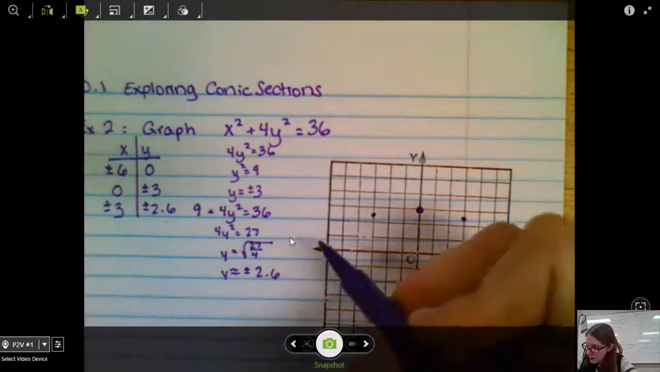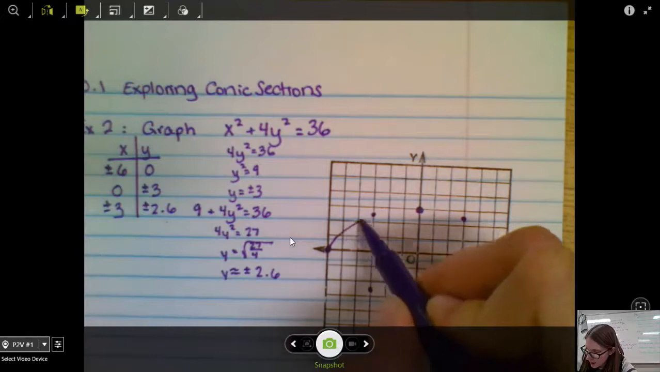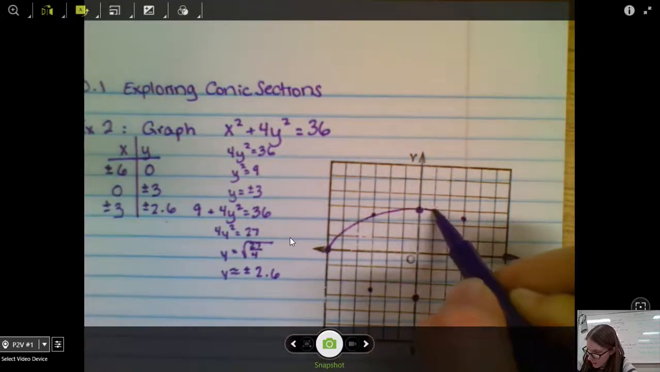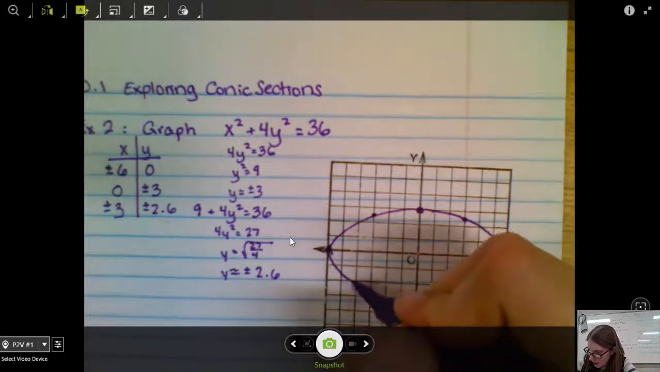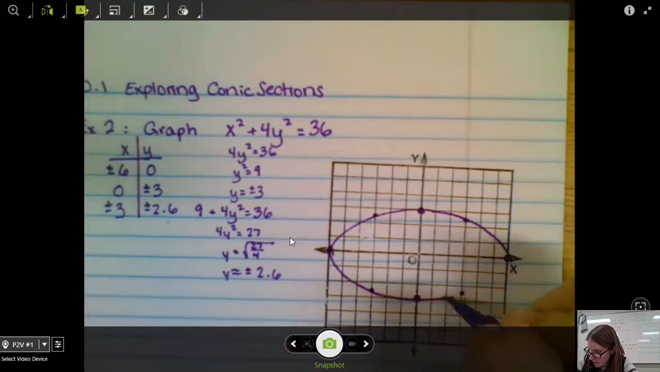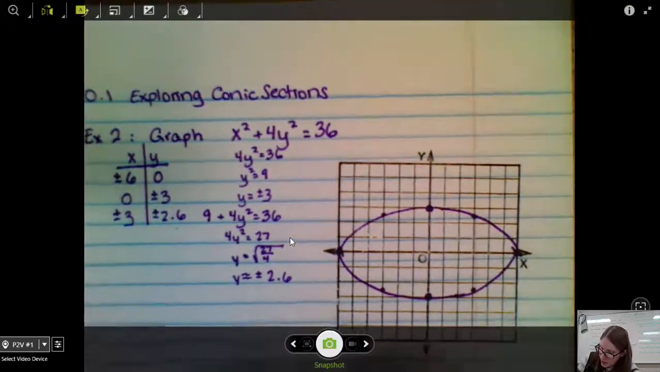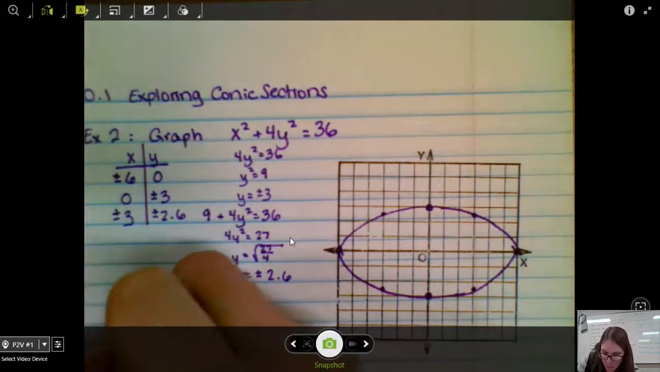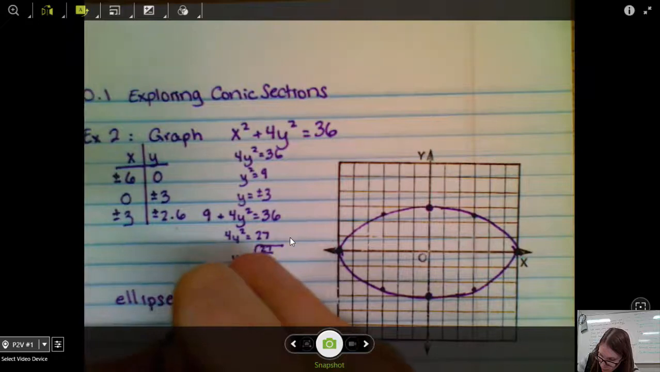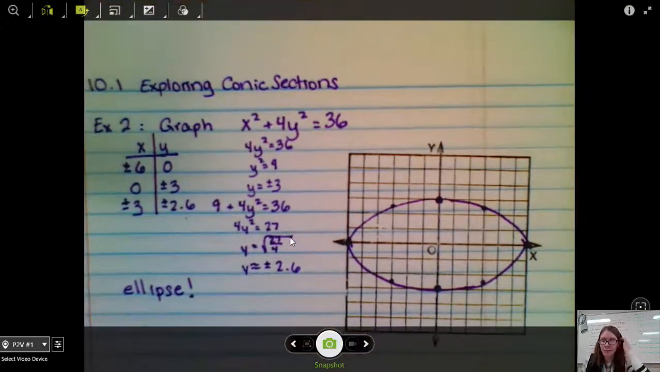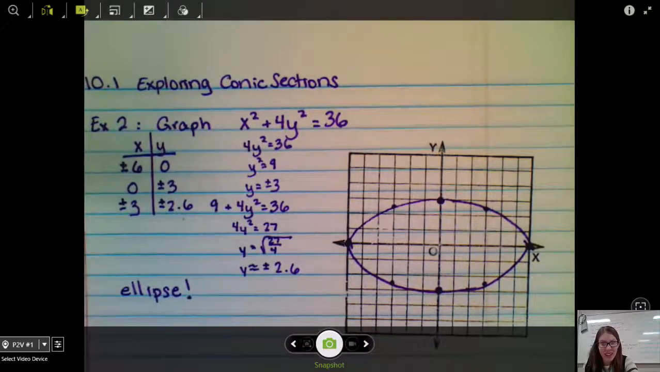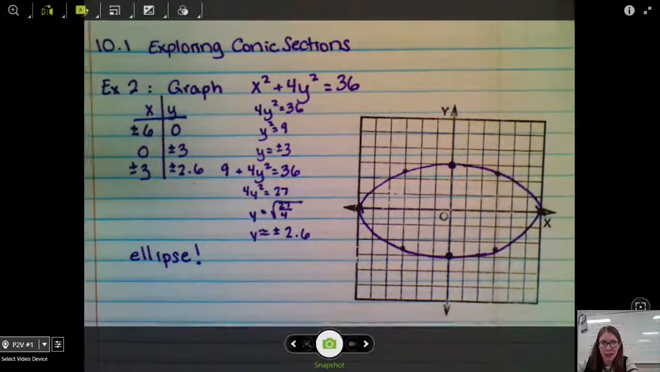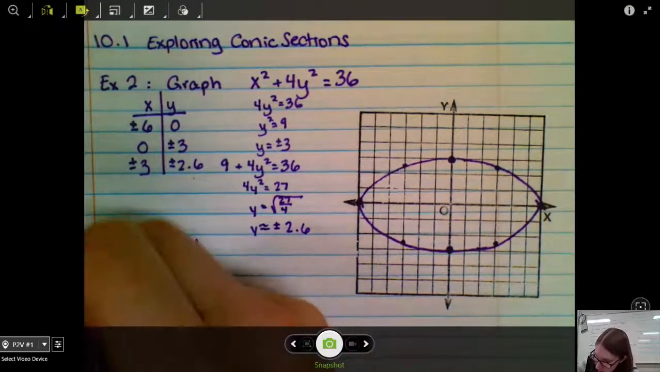And hopefully you can kind of see if we connect these dots here, the conic section that I'm ending up with is this oval shape, which is the ellipse. Now, a couple other things we can think about with our conic sections, and really any graph in general, is what kinds of lines of symmetry this ellipse has.